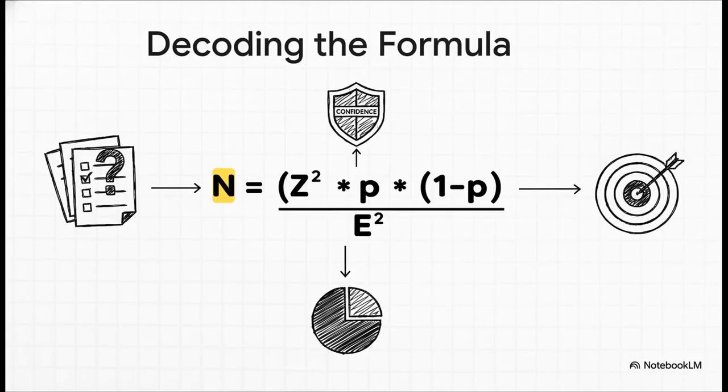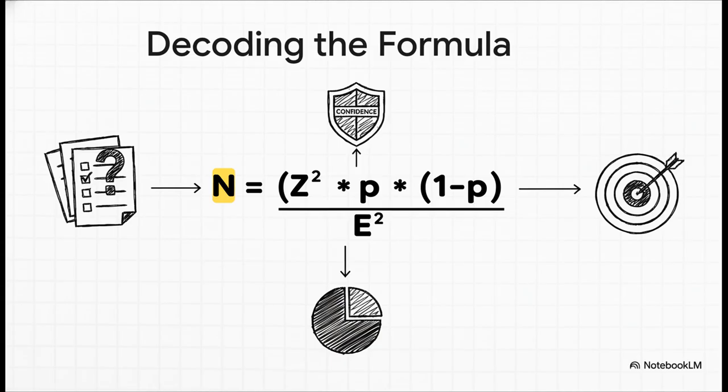So let's decode this thing. N is our target, the number of observations we need to get. To find it, we need a few things. Z is our confidence level, how sure we want to be. P is our best guess, for now, of how often an activity happens. And E is our margin of error, basically how much wiggle room we're okay with.